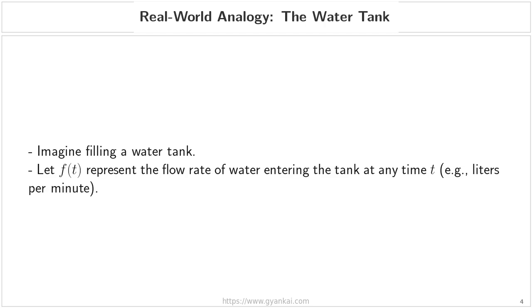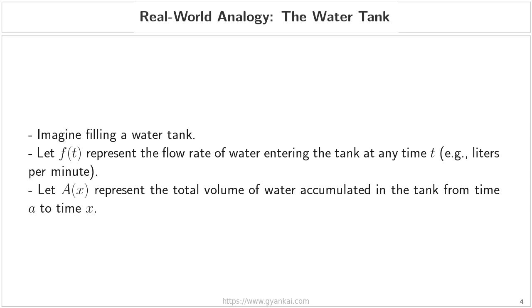Now let's define some variables. Let's say that f of t, that's f(t), represents the flow rate of water entering the tank at any given time t. Think of this as liters per minute or gallons per hour. It's how quickly water is flowing into the tank. Next, let A of x, or A(x), represent the total volume of water accumulated in the tank from some initial time up to a later time x. So A(x) is the total amount of water in the tank at time x.